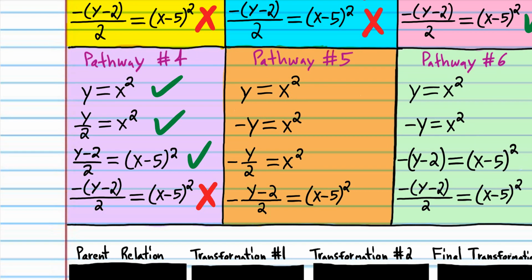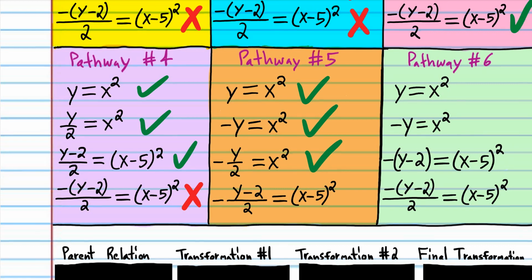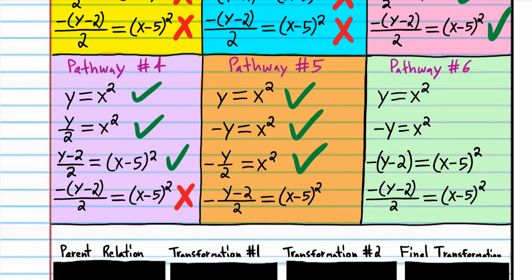Okay, and now we're writing the parent equation in pathway number 5. We're going to replace y with negative y. That tells us to reflect across the x-axis. Then we're replacing y with y over 2. That tells us to stretch the graph vertically. Multiply all y values by 2. And then we're replacing y with y minus 2 and x with x minus 5. So that's completely fine. That tells us to move the graph up 2 units and to the right 5 units. So pathway number 5 works.